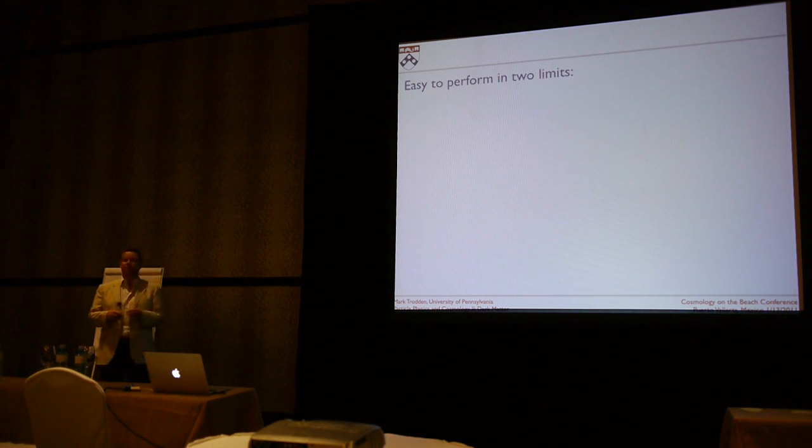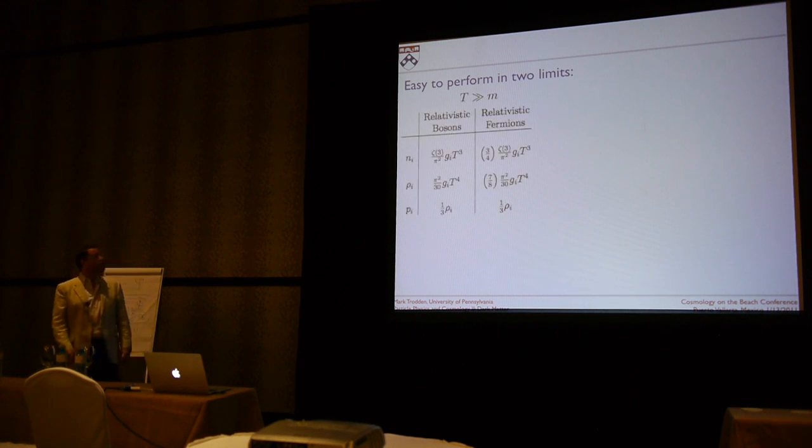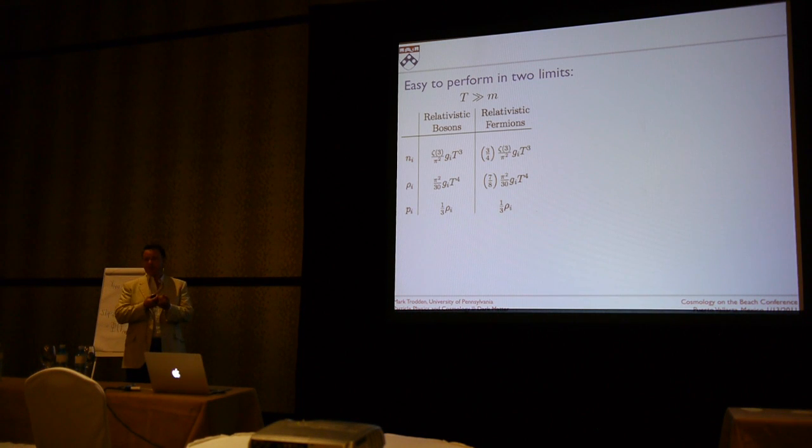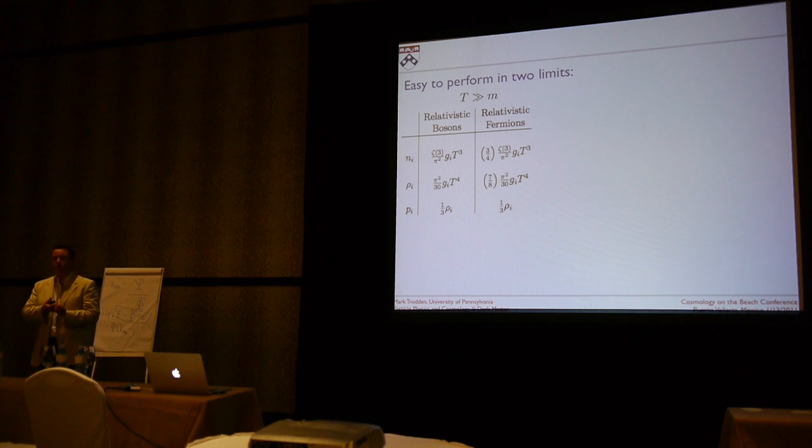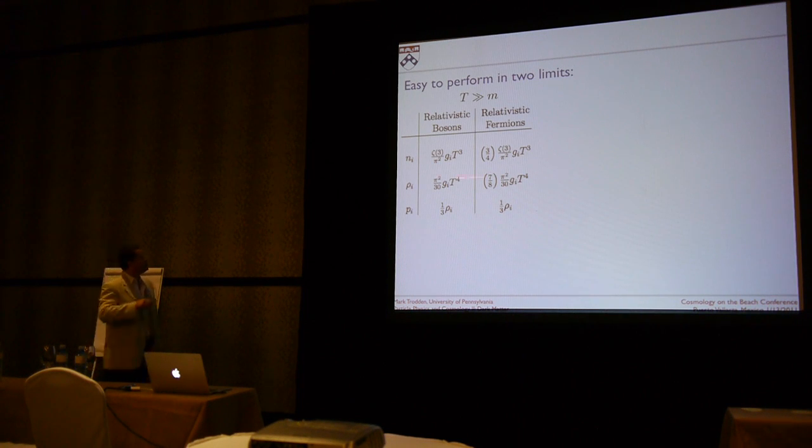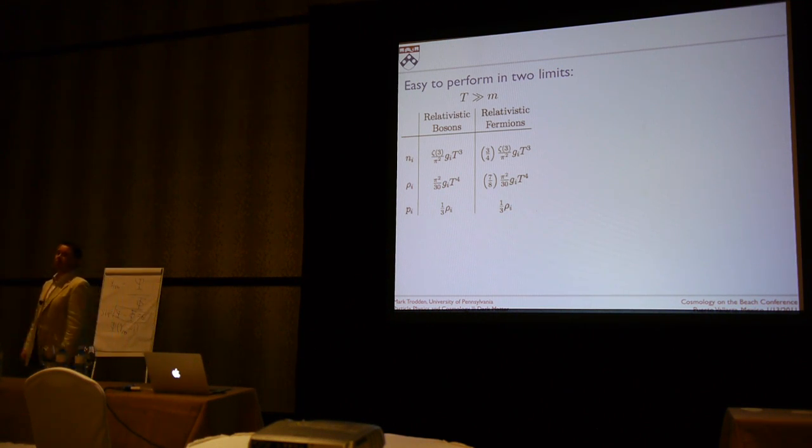Now, these integrals I wrote down are actually very easy to perform in two limits that you know. The first one is the relativistic limit. If the temperature of the universe is much larger than the typical mass of particles, then in the energy equation I wrote down, the momentum dominates. These particles are relativistic, and then you can compute these quantities here. Number densities go like T cubed, energy densities go like T to the fourth, pressures go like this. It's radiation. They're relativistic.